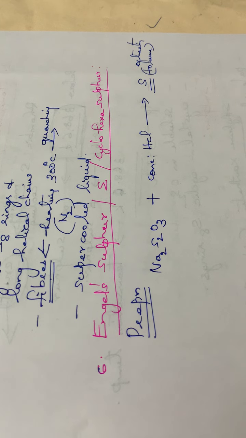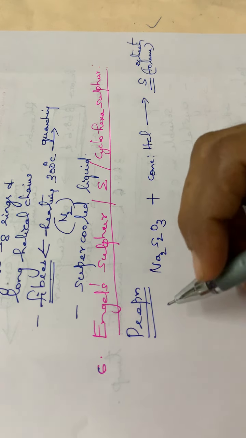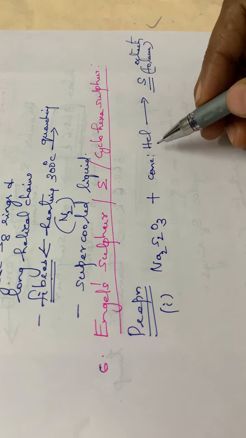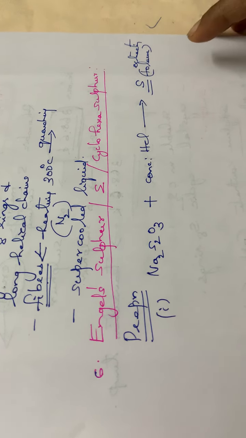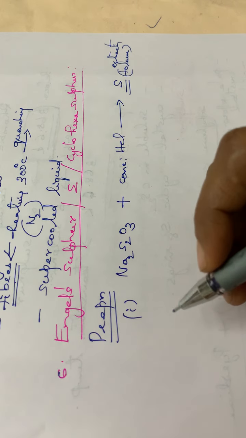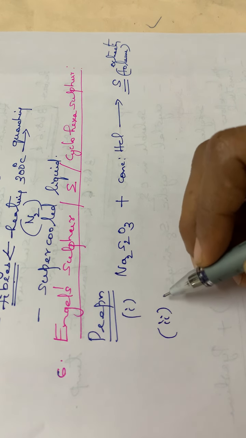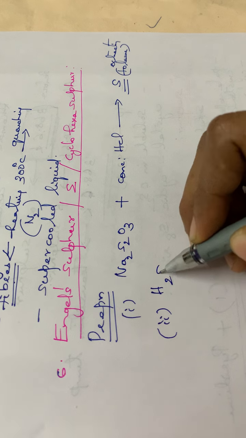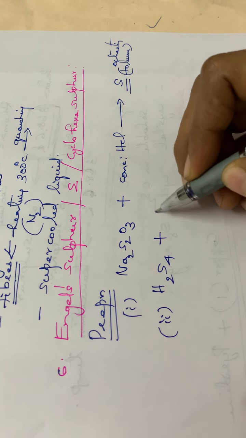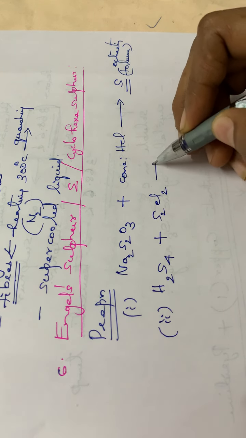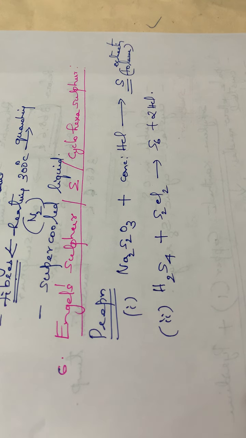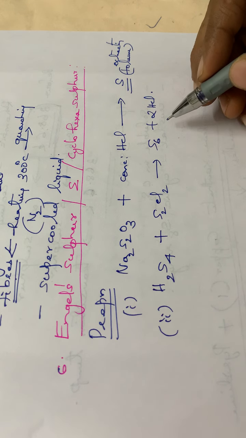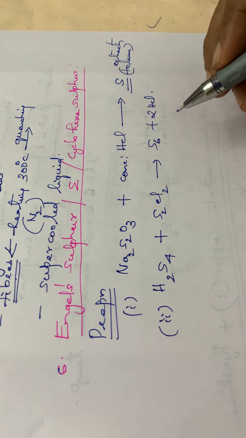So this is one method of preparation, by pouring sodium thiosulfate into concentrated HCl and then the sulfur is extracted from toluene. And also one more method of preparation, the second one, is H2S4 plus S2Cl2 giving S6 plus 2 HCl. This is another method of preparation, H2S4 plus S2Cl2 giving S6 plus 2 HCl.